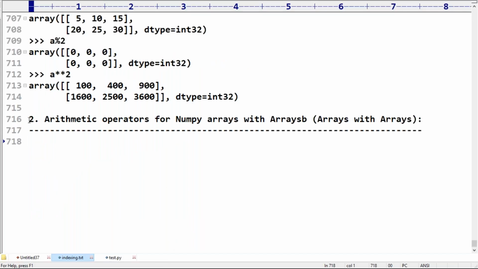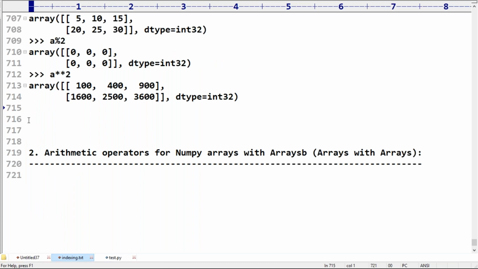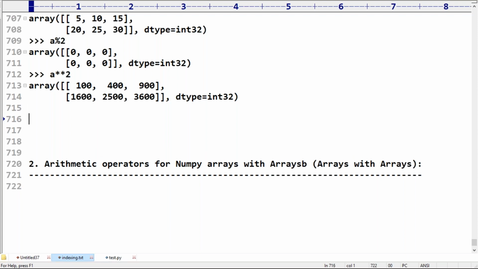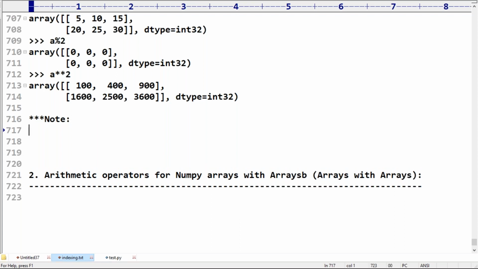Don't worry at all. Before this, with arrays, there is one small point I have to conclude. What is that point? Observe carefully. In Python, division by 0 is not possible. By mistake, if we try to perform division by 0, immediately we will get a ZeroDivisionError. Remember that.